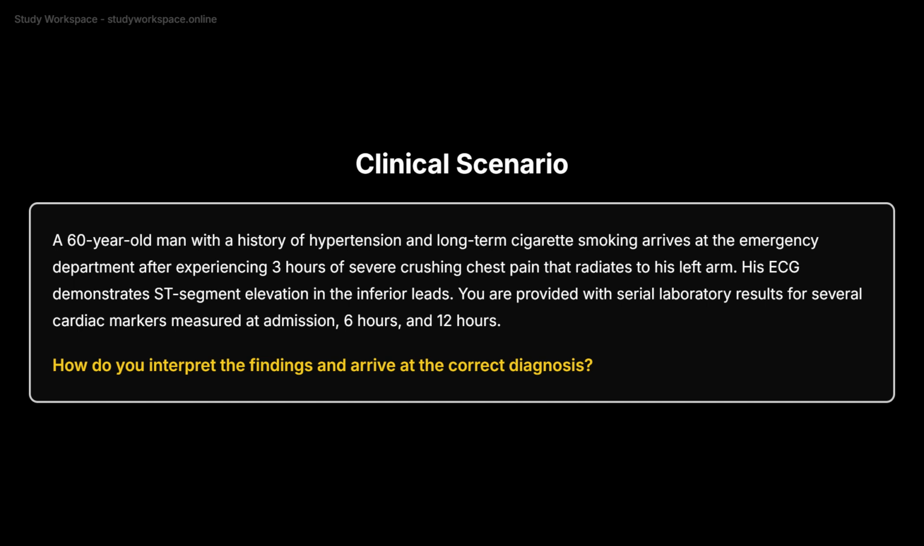Clinical chemistry. Cardiac markers. Suppose you are given a patient in an examination with chest pain, an electrocardiogram, and a table showing cardiac marker results at different time intervals. How do you interpret the findings and arrive at the correct diagnosis? That is exactly what we'll cover in this lesson.